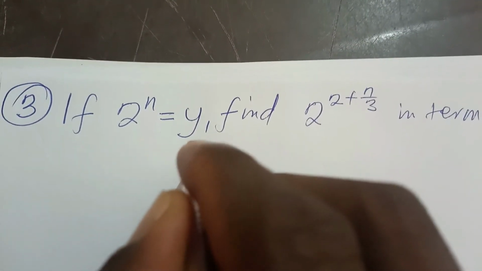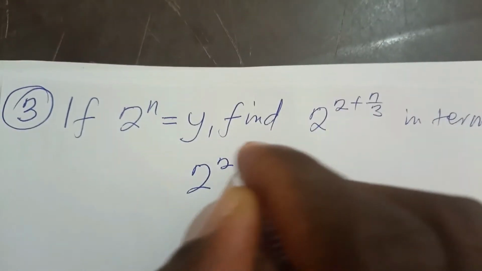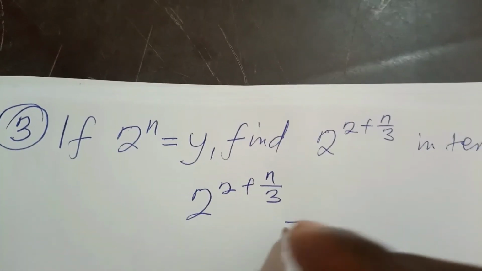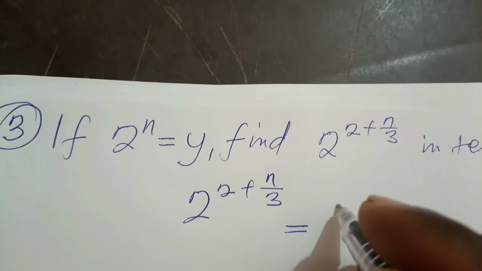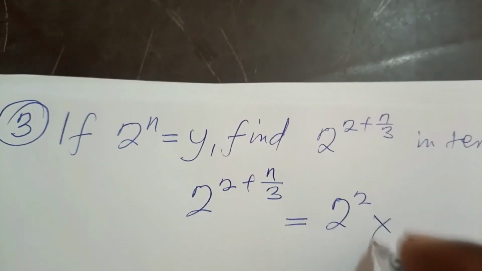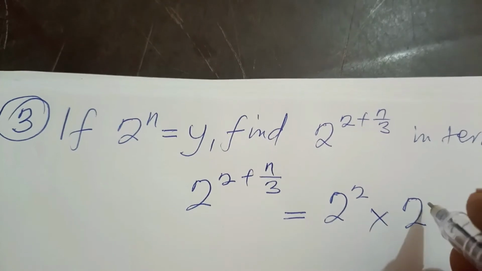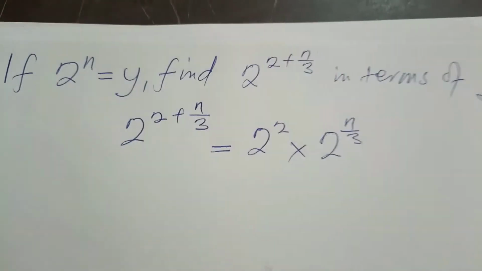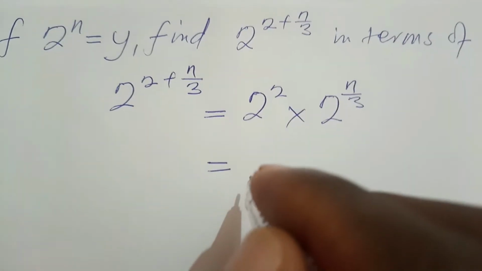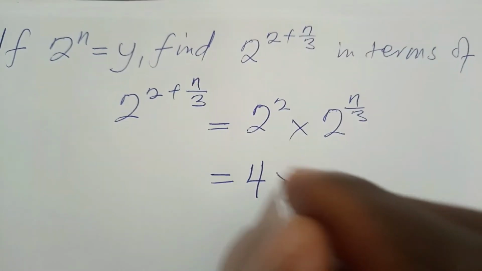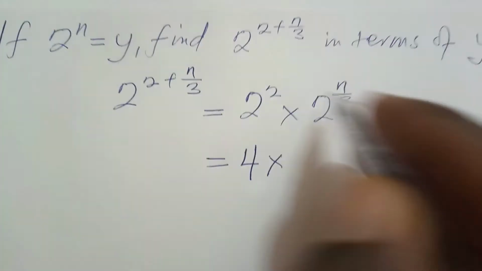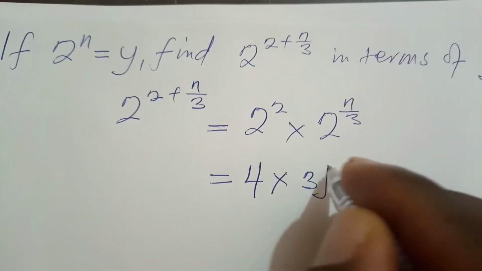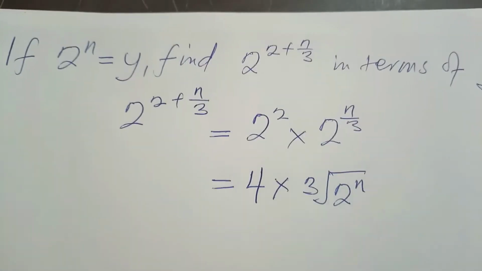Therefore, I'm going to write the question again with 2 plus n over 3. And this will be equal to, from the laws of indices, 2 squared times 2 exponent n over 3. Then we can work it further to get, 2 squared is 4 times, if we remember the laws of indices well, that will give us cube root of 2 exponent n.